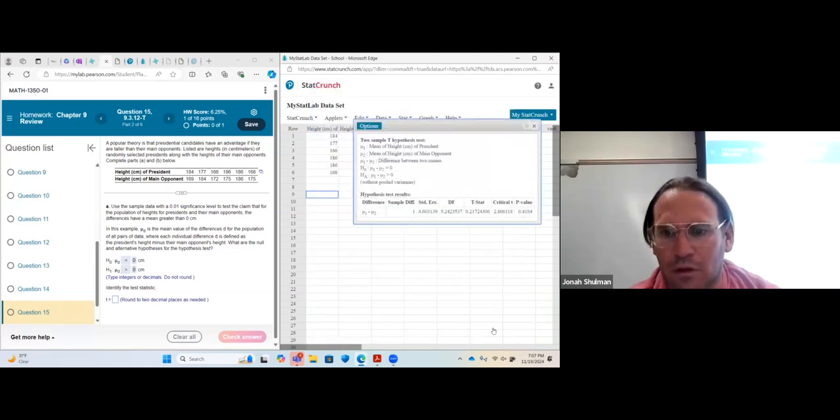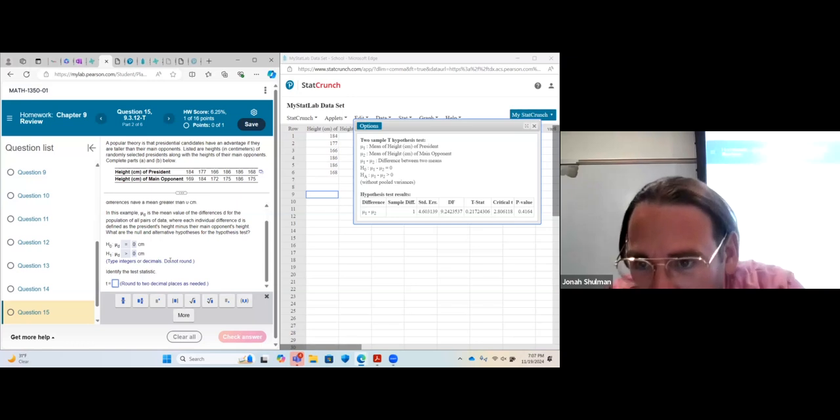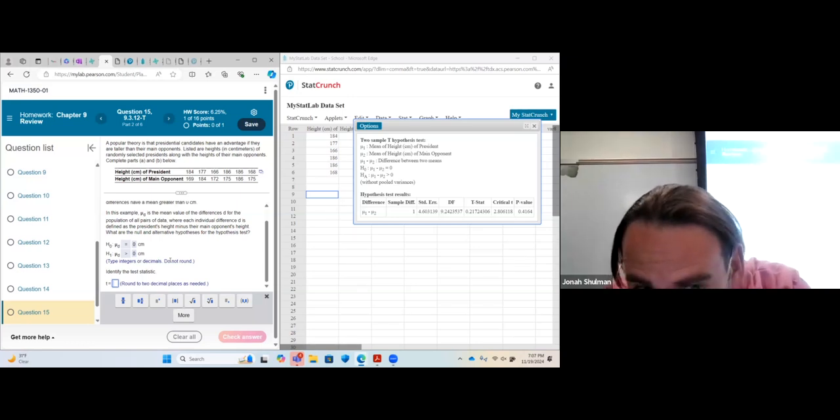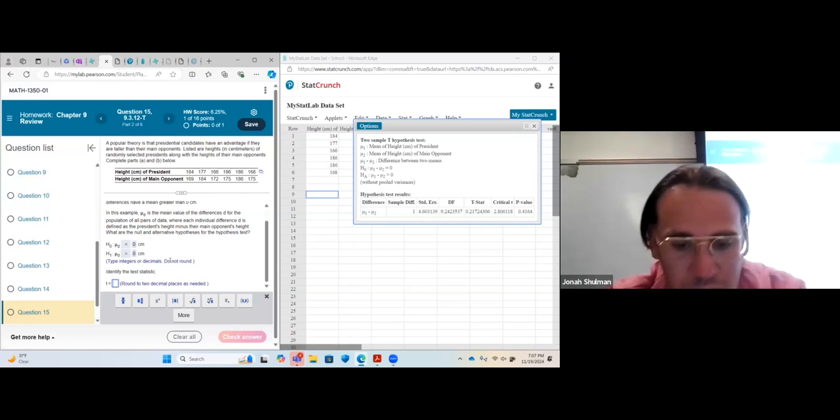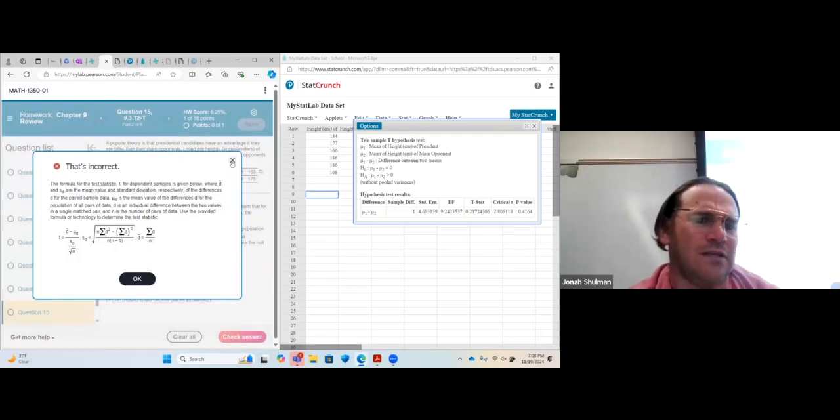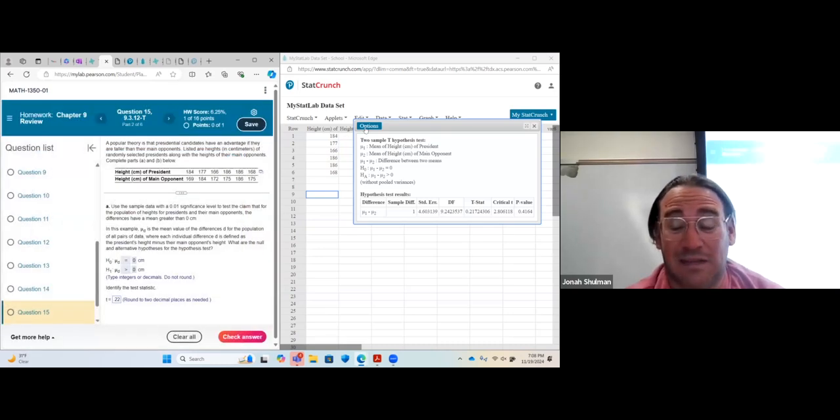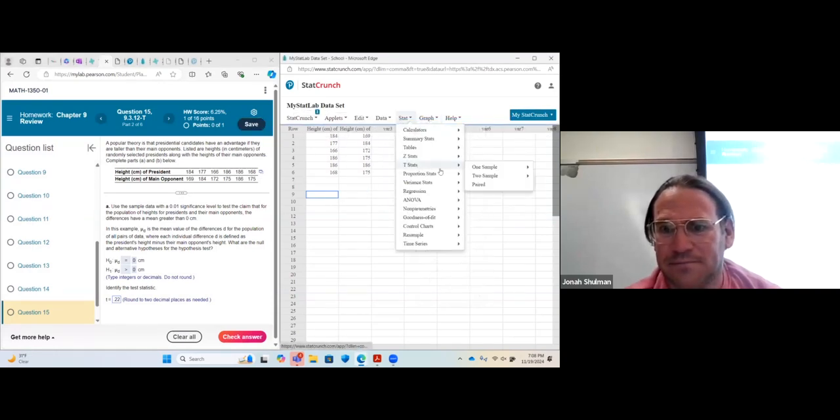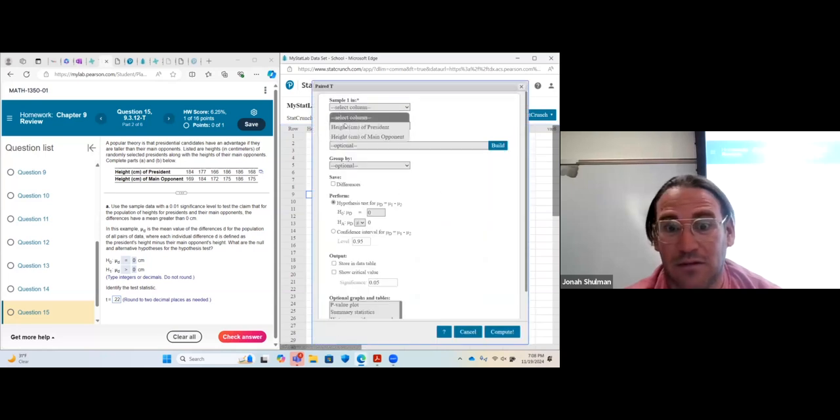Clicking compute. And my T statistic, let's see if this is right. What do we want? 2 decimals? 0.22. I'm hopeful that it's correct, but we're about to find out. It's incorrect. So maybe it was paired. I wouldn't like it if it was paired, but I'm going to try it again with paired data. Unless I made another mistake here. I don't think it's paired.